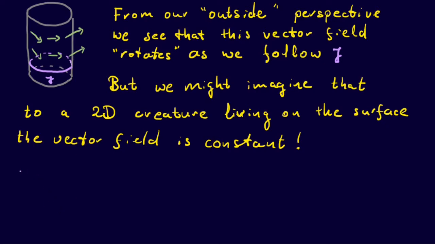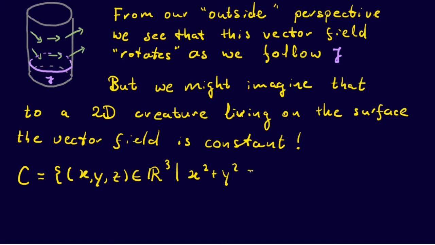So let's keep working on this example. So we're looking at the cylinder. And for concreteness, that consists of the triples x, y, z in R3, where x squared plus y squared is equal to 1, and z is free. And now this vector field is given by the function W of x, y, z. So this function has domain the cylinder, and it will send this to minus y, comma x, comma 0.